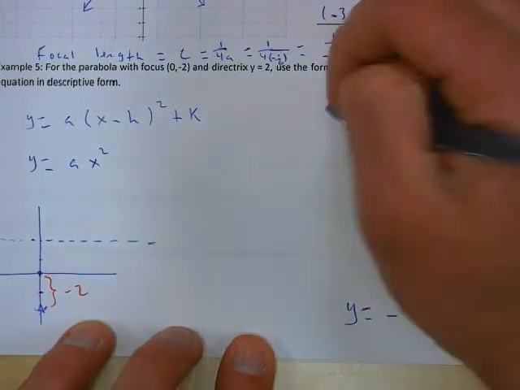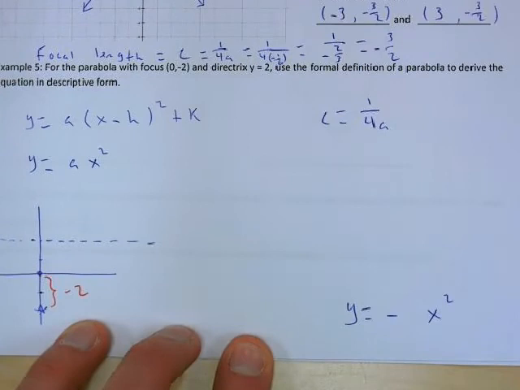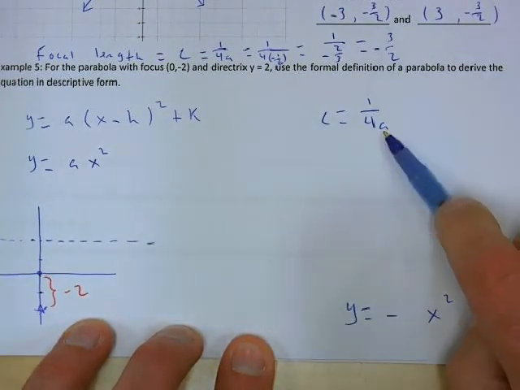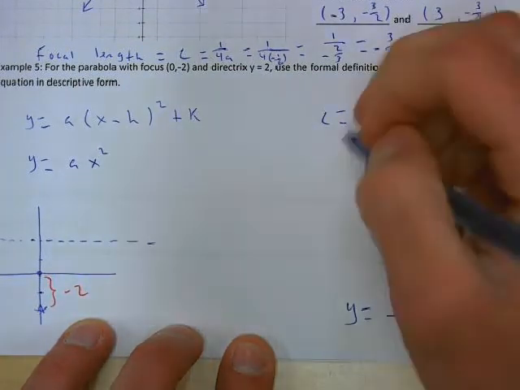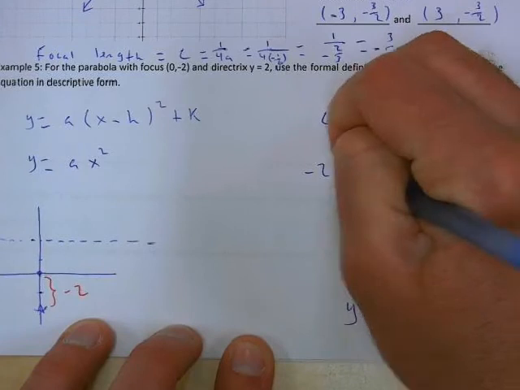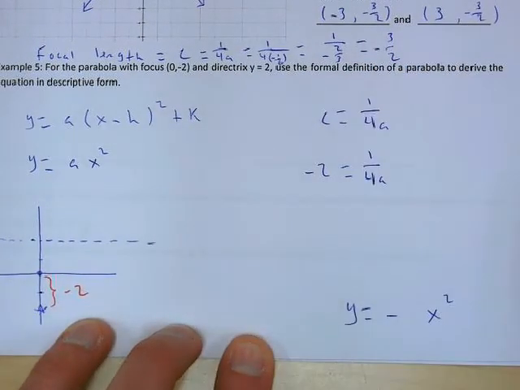All right, so let's see. We want to use the equation c = 1/(4a). Because again, to solve for a, I need an equation with a in it. Well, this has a in it, and I know what c is, so then I can use this equation. We know c is negative 2, so we get -2 = 1/(4a). And now I have an equation with just a in it as my variable, so now I can solve for a.